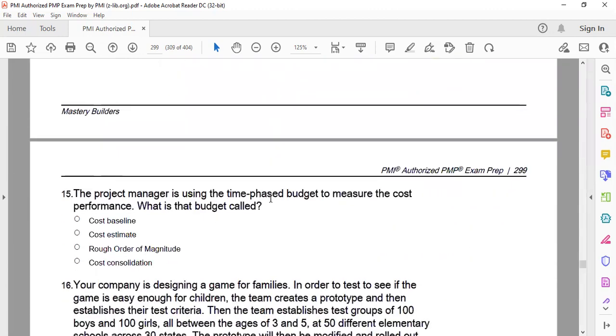Perfect. Let's go next. The PM is using the time phased budget to measure the cost performance. Time phased budget, what is it called? Cost baseline, cost estimates, cost consolidation, or rough order of magnitude. Tricky, right? Hari, yes. Naved, yes. Usman, no. Naved, yes. Good.